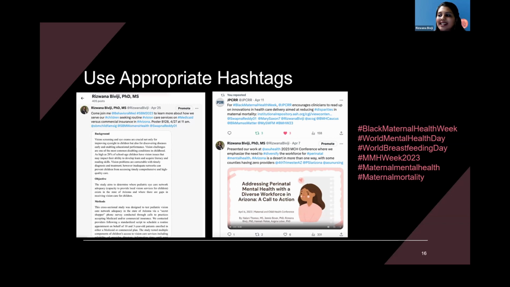So on the extreme right, I have shared some of the hashtags that you may want to consider as you are working in the space. That is hashtag Black Maternal Health Week, World Mental Health Day, World Breastfeeding Day, Maternal Mental Health Week, which is in the month of May, maternal mortality health, and maternal mortality.